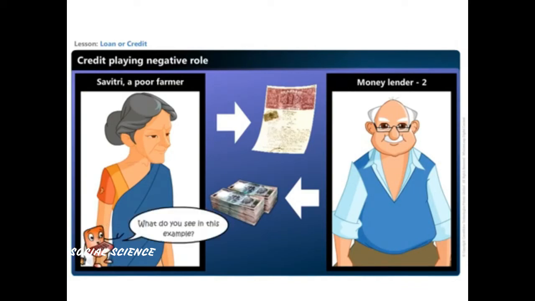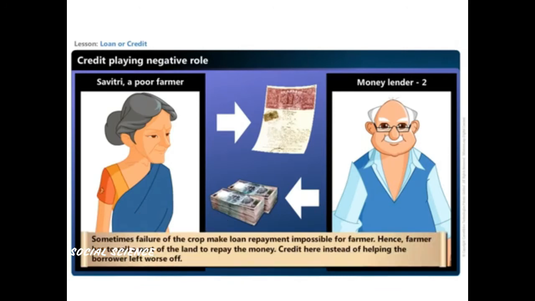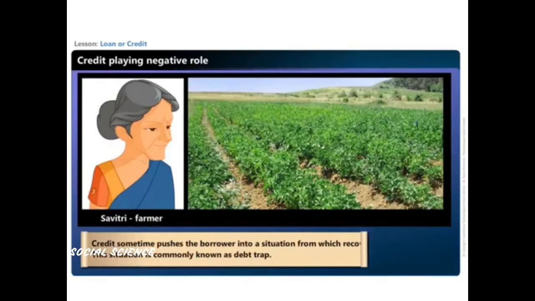What do you see in this example? Sometimes, failure of the crop makes loan repayment impossible for the farmer. Hence, the farmer has to sell a part of the land to repay the money. Credit here, instead of helping the borrower, left her worse off. Credit sometimes pushes the borrower into a situation from which recovery is very painful. This situation is commonly known as a debt trap.